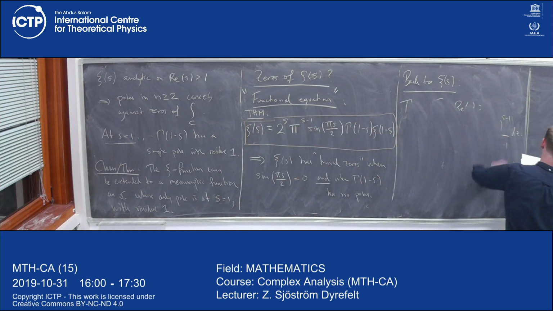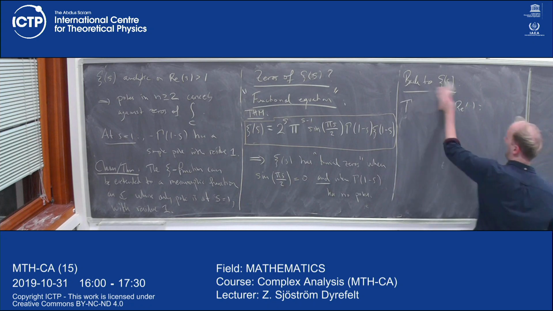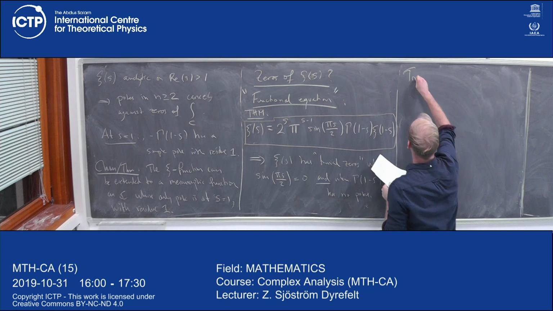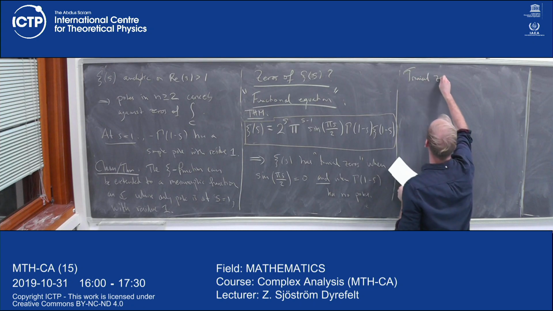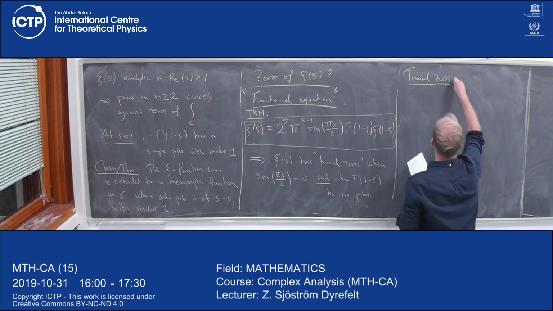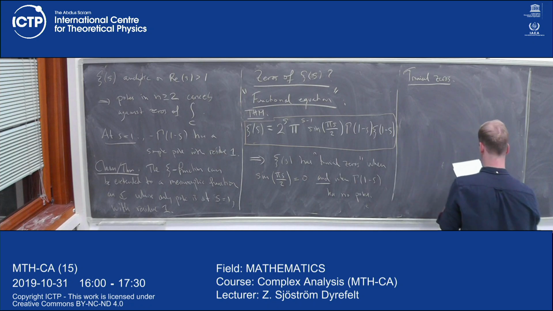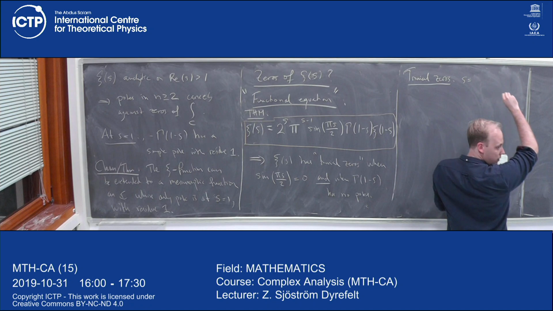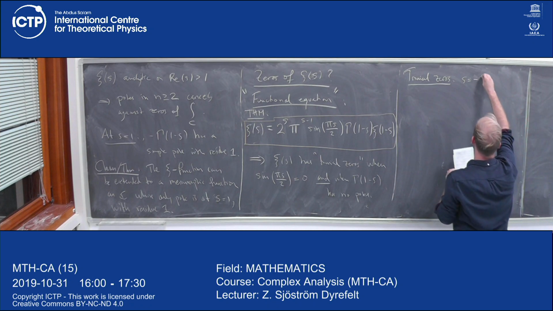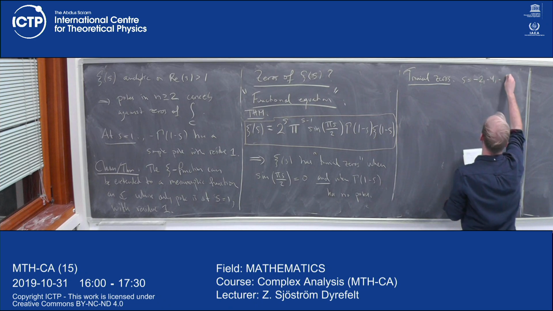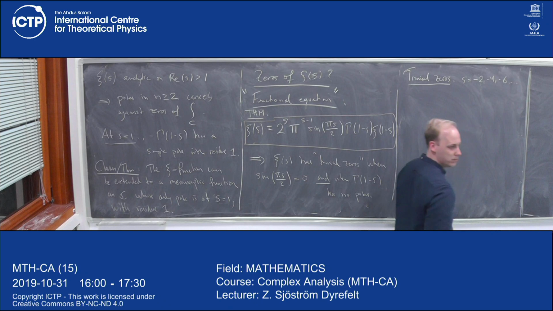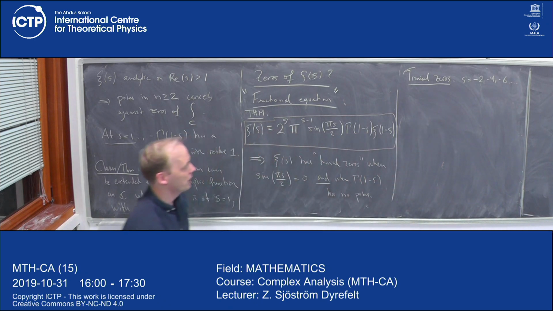And so what are these? So we get the so-called trivial zeros that are... Negative even integers, okay. That is correct. Minus 2, minus 4, minus 6, and so on. Very good. So we get these trivial zeros.